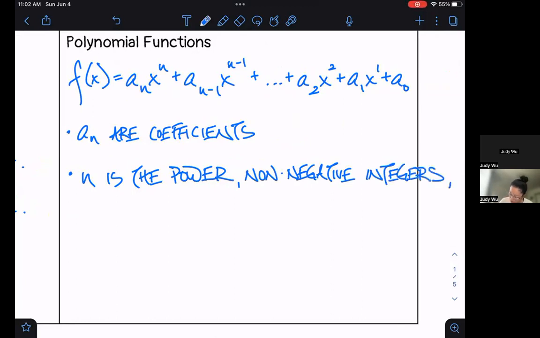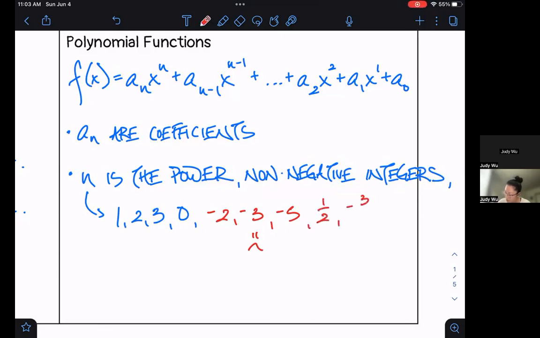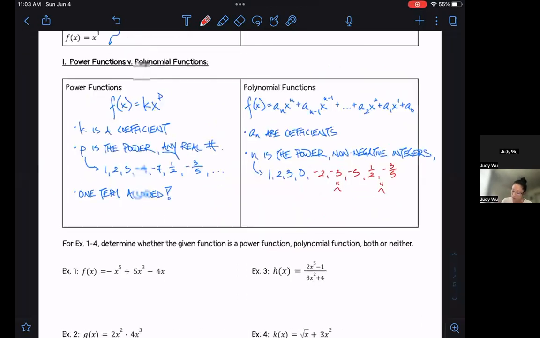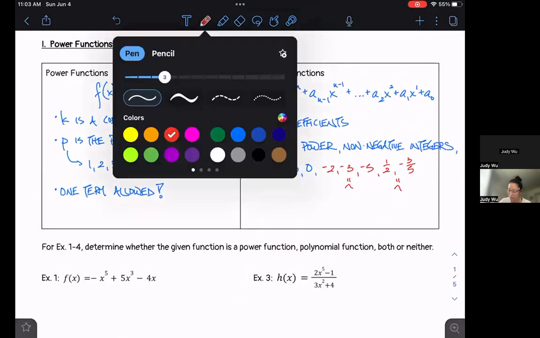All right. So we can have 1, 2, 3, 0 is okay also, but like -2, -3, -5, those would all be bad because they're not non-negative, right? So we wouldn't include those. And we couldn't have any of those fractions either because these are not integers. Okay, so we can have powers, but we can only have different kinds of powers, right?